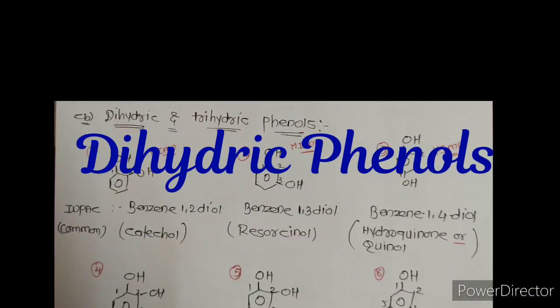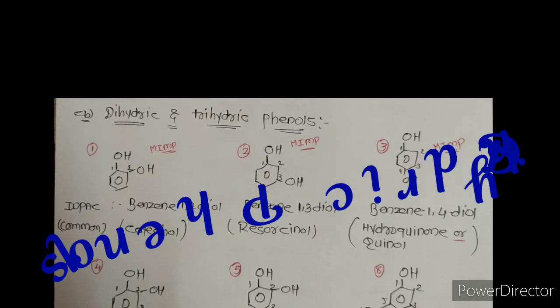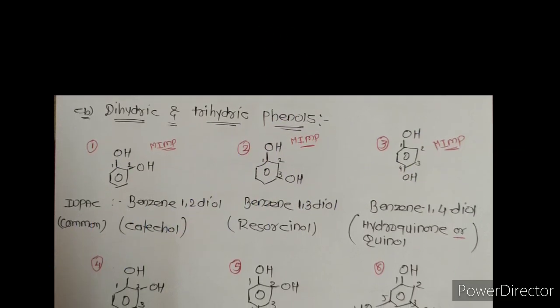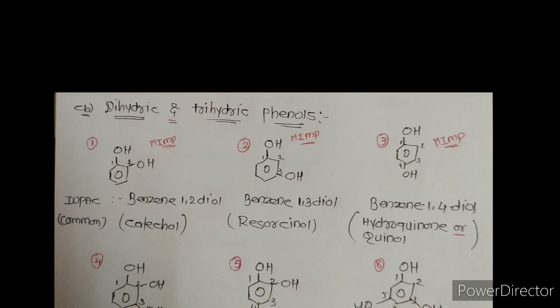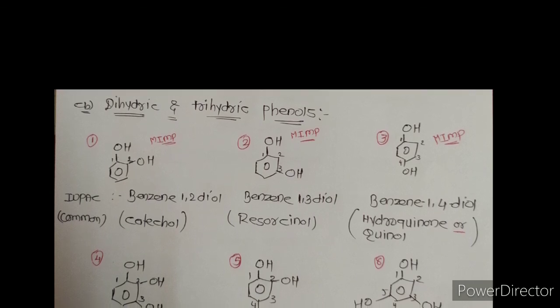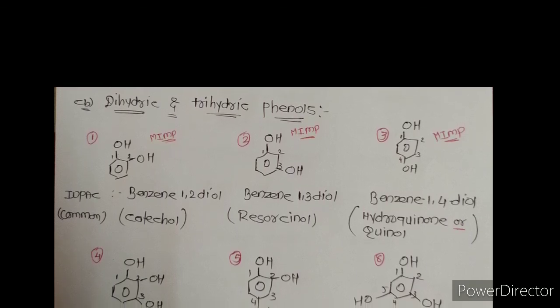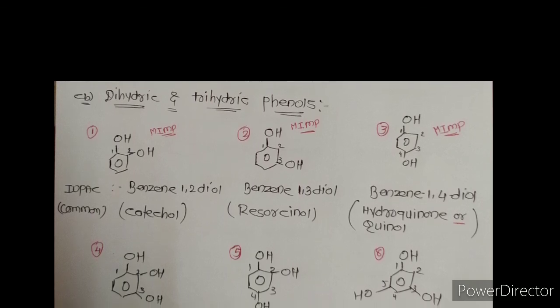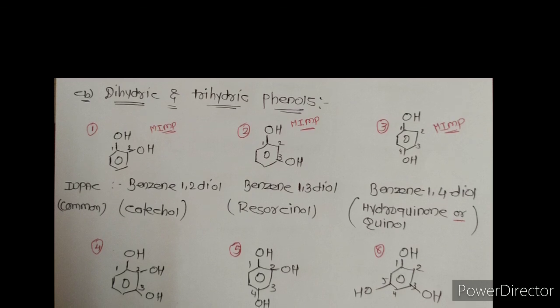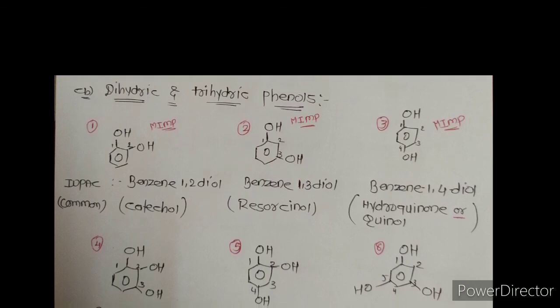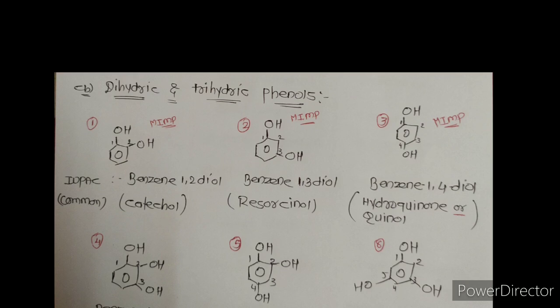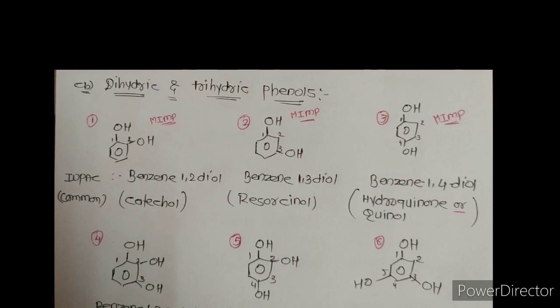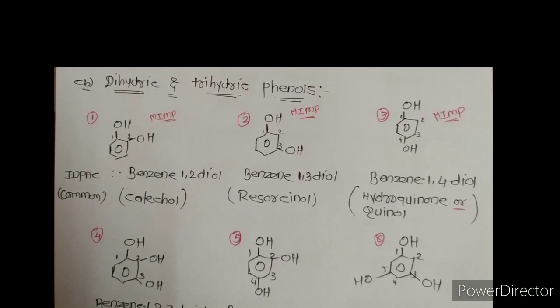Now, dihydric and trihydric phenol. First compound: a benzene ring which contains OH groups on the first and the second position. Its IUPAC name is benzene-1,2-diol, and its common name is catechol. Second compound: a benzene ring which contains OH at the first position and OH at the third position. Hence its IUPAC name is benzene-1,3-diol.